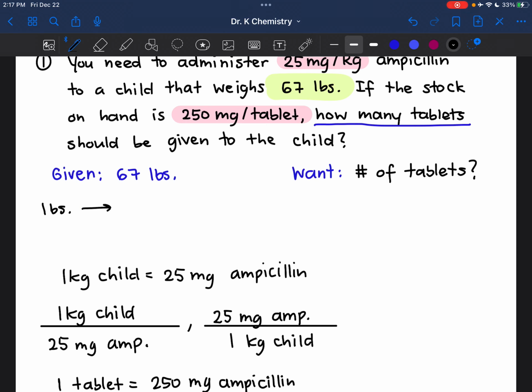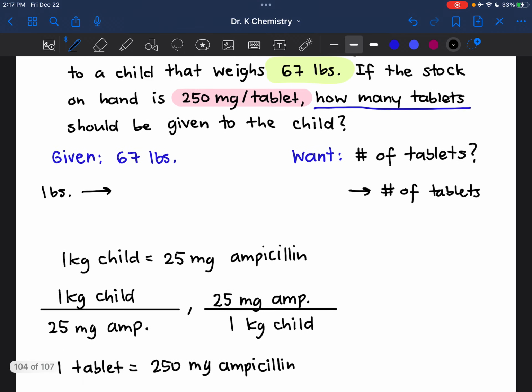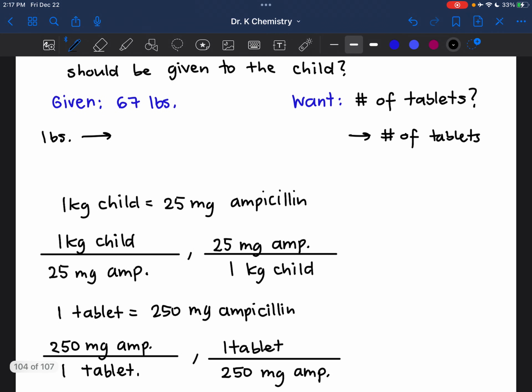Okay, roadmap. We are starting with pounds. We're trying to end with the number of tablets. And we definitely have no way of doing that directly. But we do see that there is a conversion that connects the number of tablets to the milligrams of ampicillin. So I could use the milligrams of ampicillin to ultimately get to the number of tablets.